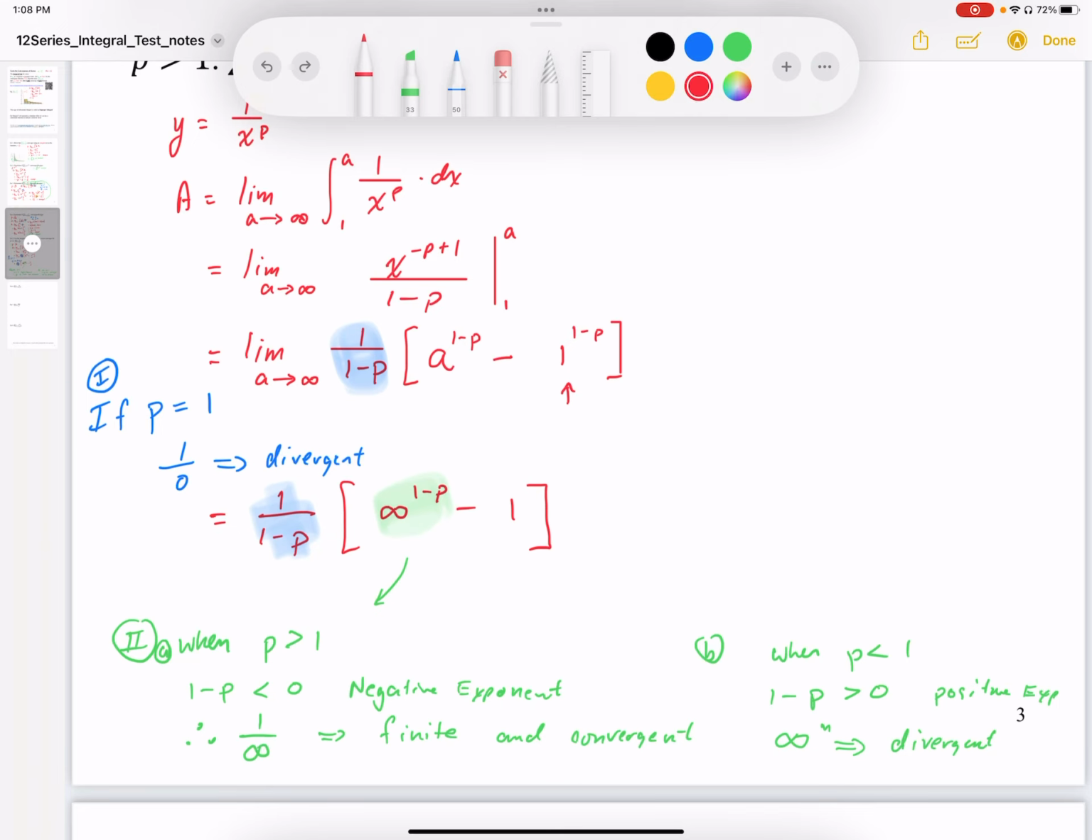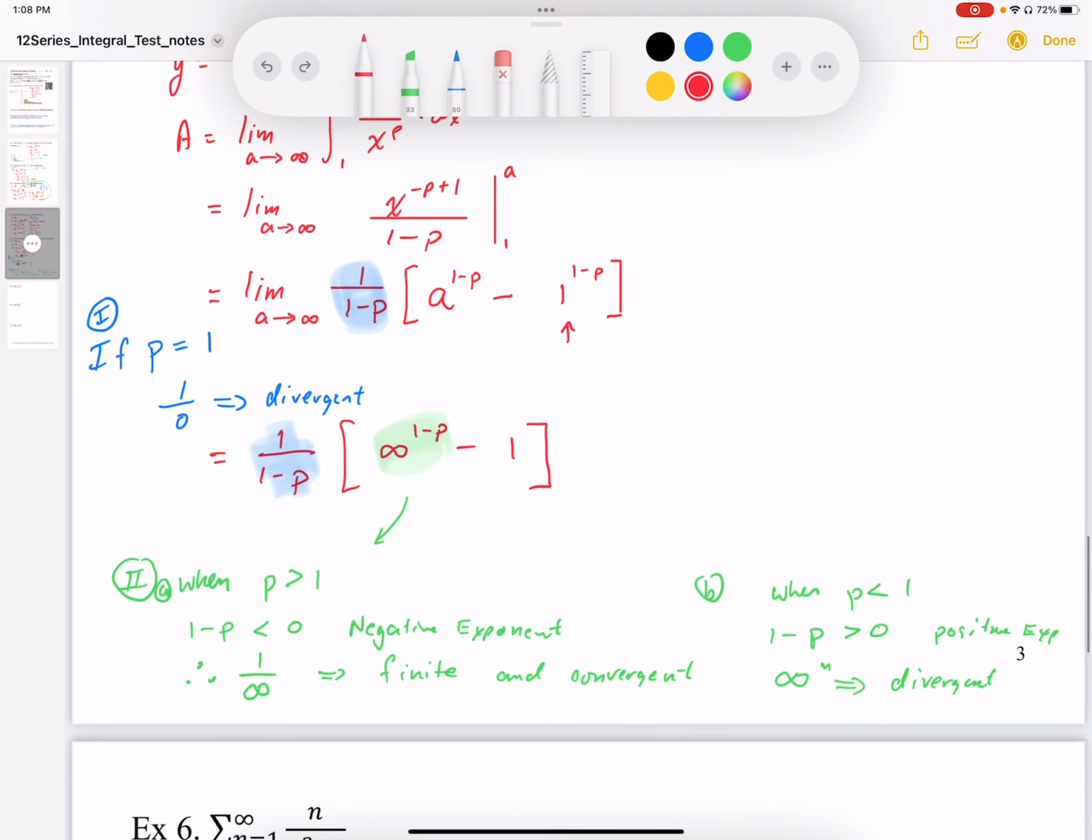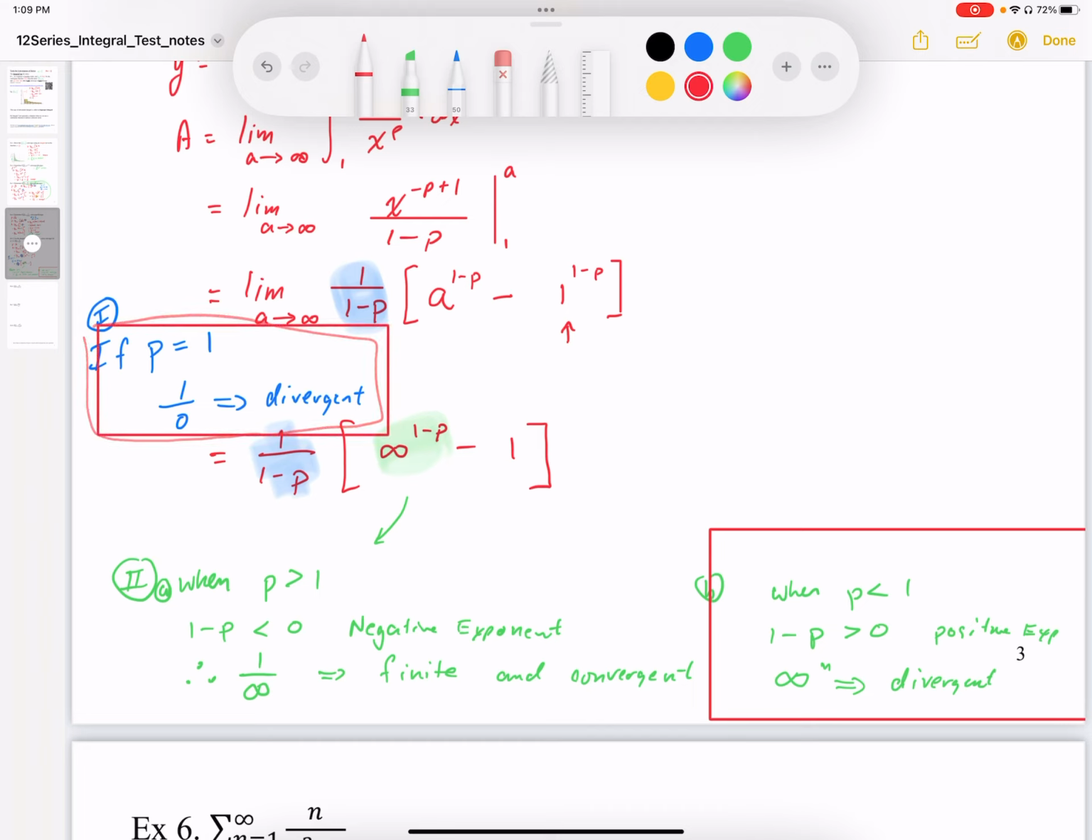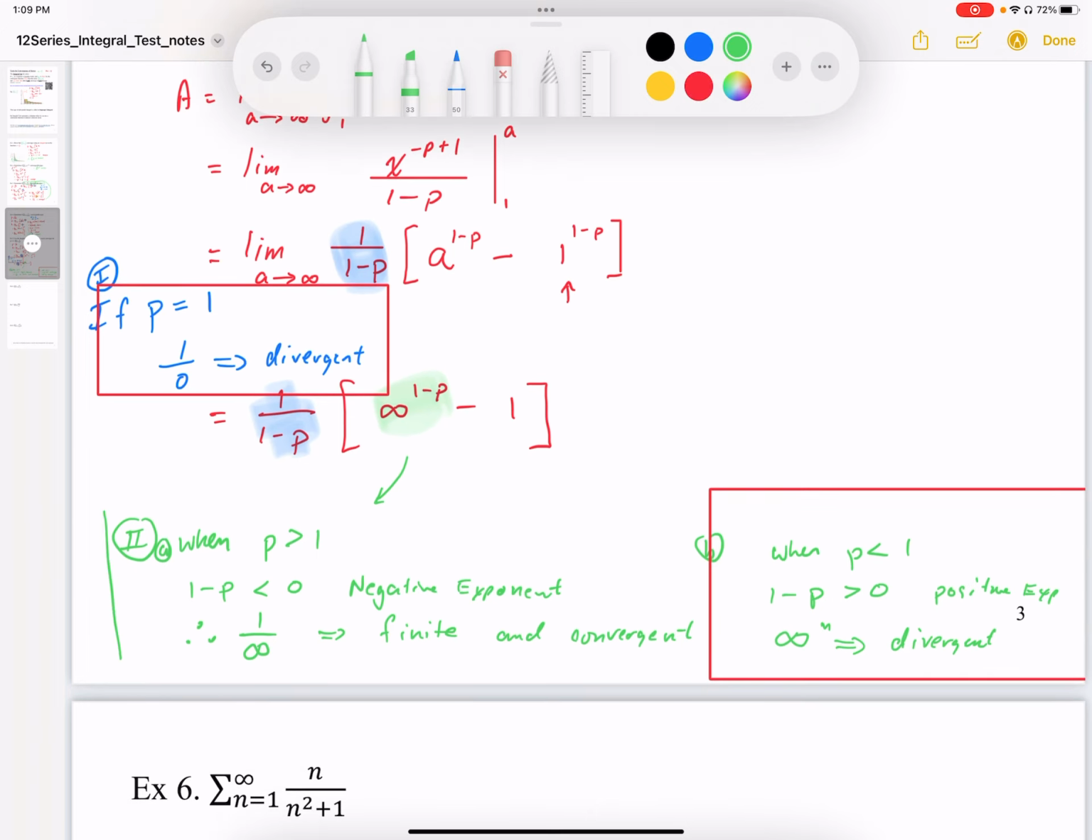We can summarize this by categorizing these as our divergent types. When p is less than 1, it's divergent. If p is equal to 1, it's divergent. And if p is greater than 1, this is where we have our convergent series.